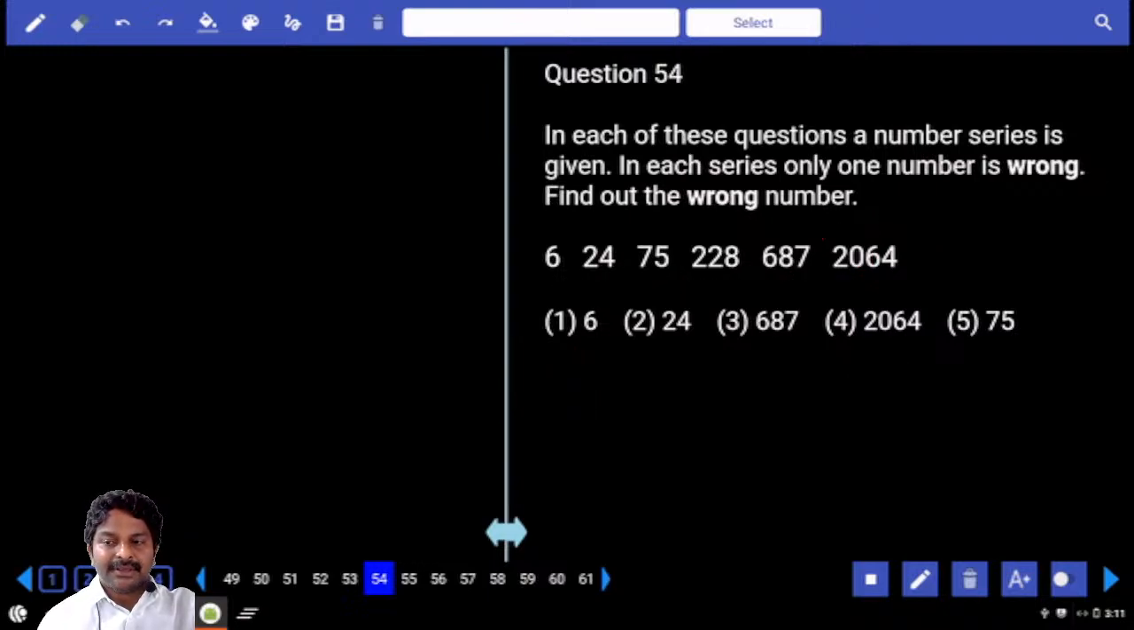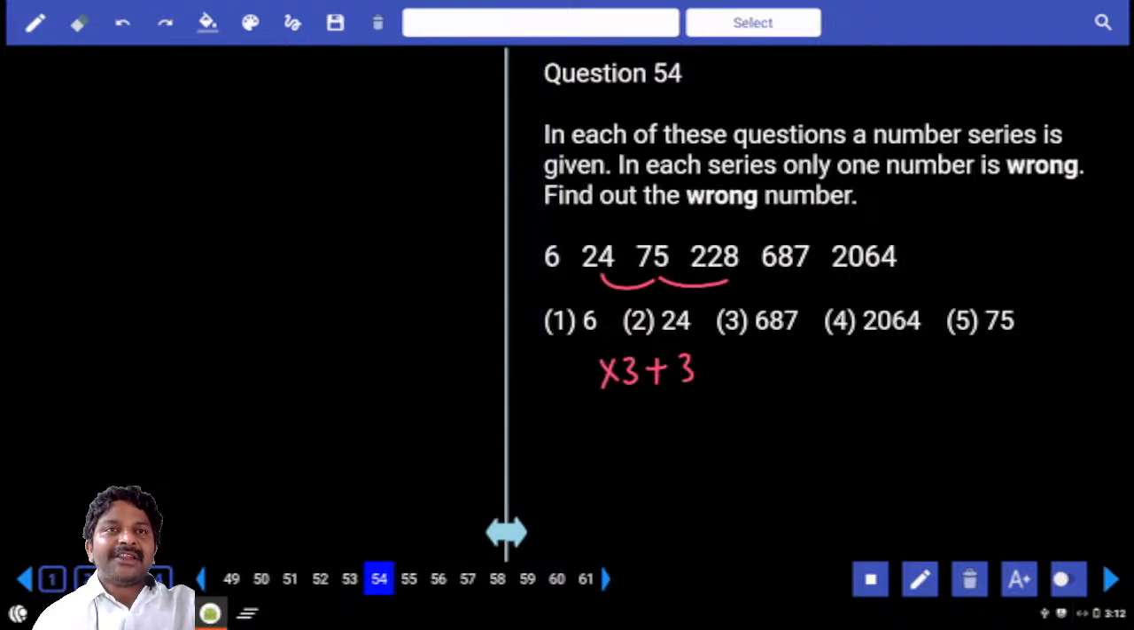Followed? Right. Single digit to 4-digit number, so multiplication. Approximately how many times? Let's identify. How many times? 24 to 75. 75 to 228. Again 3 times. Here also 3 times. So it should be 3 times something like that. 24 3 times 72 plus 3. 75 3 times 225 plus 3, 228.